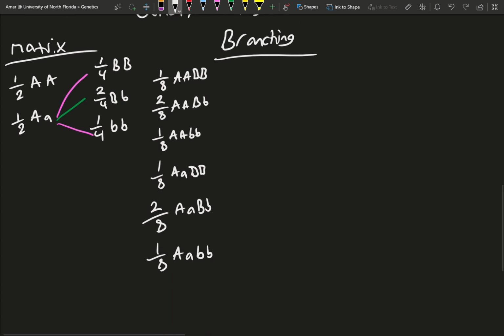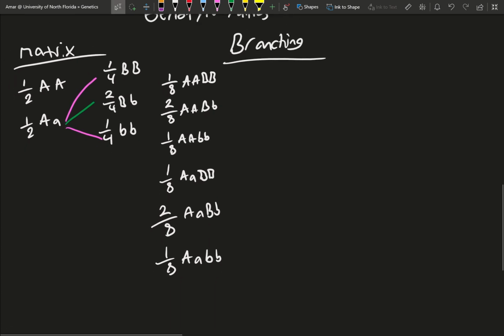So for our final ratio from this, you make sure that all your denominators are the same at the end over here, and then you just write down your numerator. So 1 to 2 to 1 to 1 to 2 to 1. So that'll be your genotypic ratio.